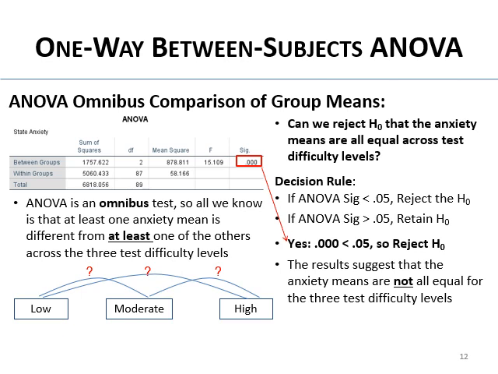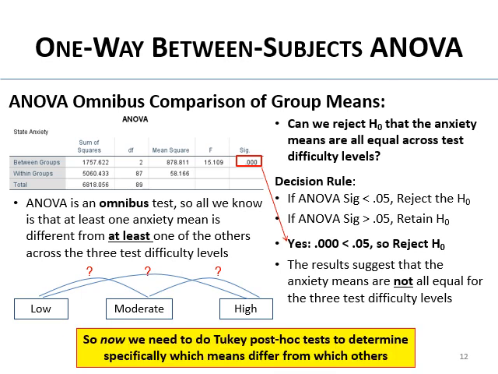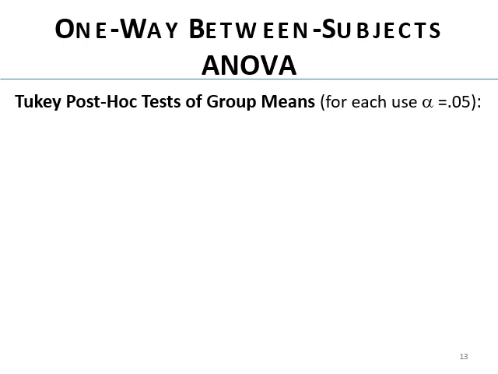So what do we have to do? We got to go one more step. We have to now do our Tukey post-hoc tests to determine specifically which means differ from each other. And they'll give us those one-to-one comparisons that tell us which ones differ exactly from each other. Okay, so at least one of the means differs from at least one of the others. Let's figure it out. Let's do our Tukey.